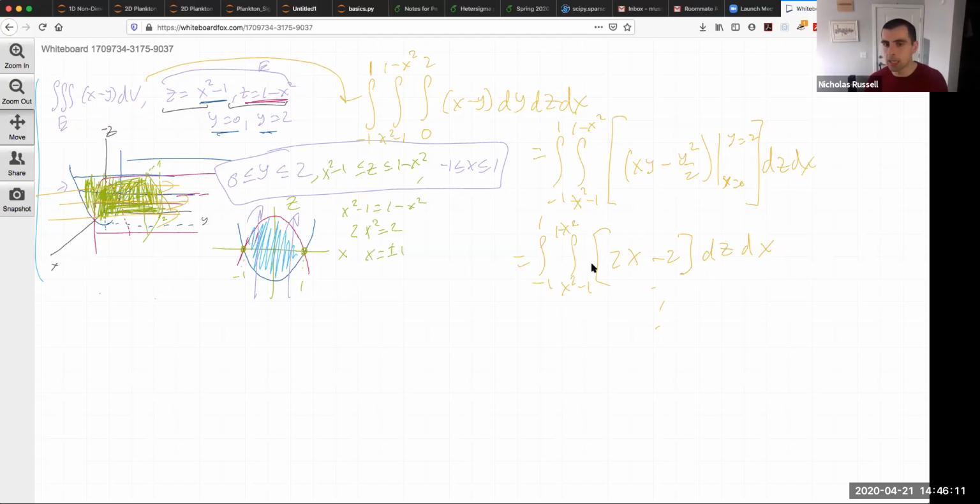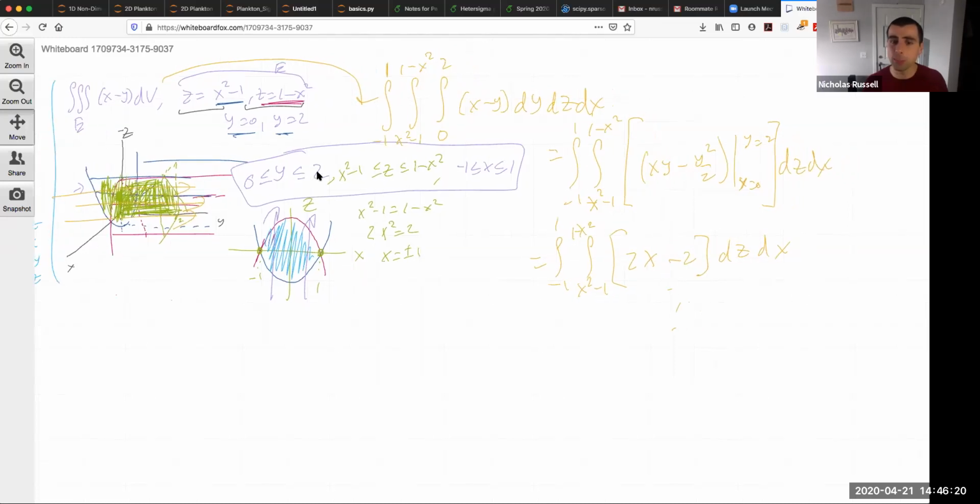I let z be a constant. There's no z's here, right? So it just becomes pretty natural after that. That's kind of how we do it. Okay, so think about hearkening back to what the problem is actually saying, right? We wanted to come up with our limits of integration.